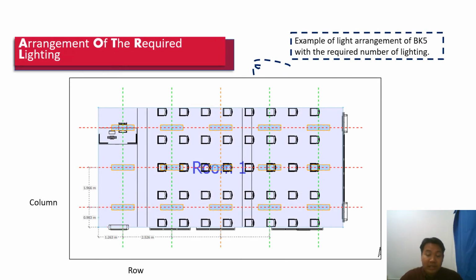The results show an example of the light arrangement of BK5 with the required number of lighting. With 3 columns, the spacing between the lighting is 1.966 meters, and 5 rows of lighting with spacing of 2.526 meters.